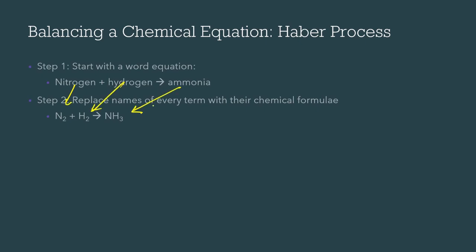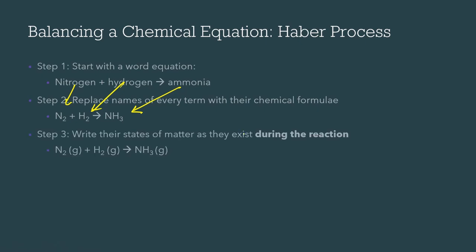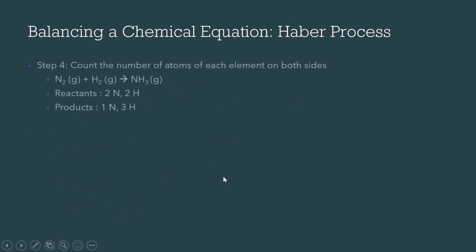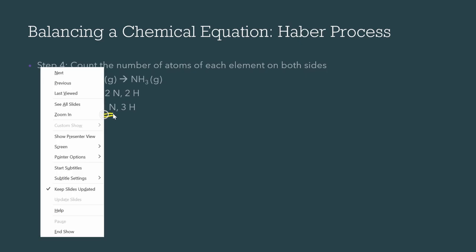It would help if you can memorize the formula for simple compounds such as ammonia. Next, we specify their state of matter as they exist during the reaction. For a Haber process, this takes a bit of background knowledge. So nitrogen, hydrogen, and ammonia all exist as gas during this chemical reaction. Next, we count the number of atoms of each element on both sides of the equation, and we see that none of the elements are balanced. Since we wrote nitrogen first, we can start balancing nitrogen first. So we first identify the side with the fewer number of atoms as before, and this would be on the side of the products.